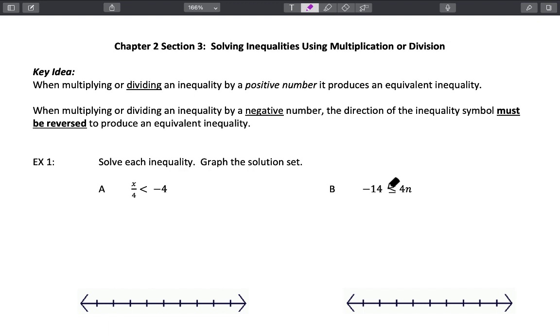Hey guys, let's take a look at Unit 2, Section 3. Today we're going to talk about solving inequalities using multiplication or division.